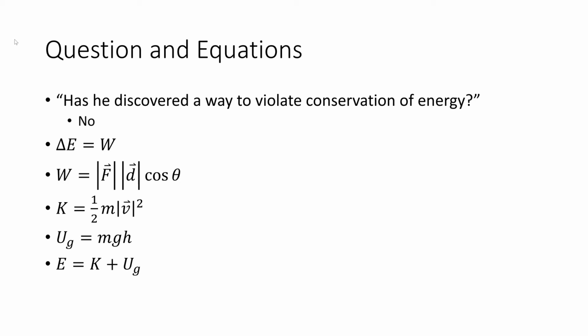For example, let's take his initial position to be at the top of the block and his final position to be right before he hits the trampoline. At the top, he is motionless, so his kinetic energy is zero. However, he is far above the trampoline, so he has positive gravitational potential energy.